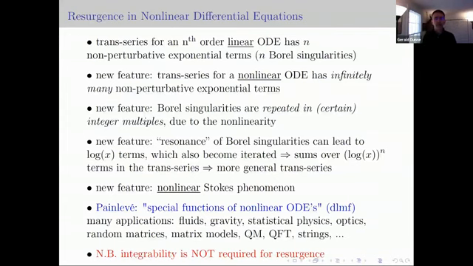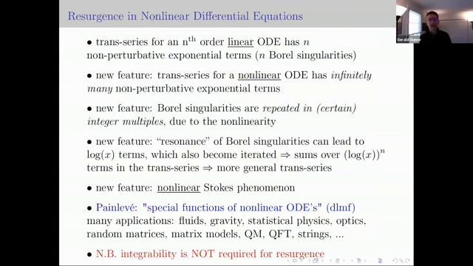A second new feature is that the Borel singularities, instead of just being one singularity or two isolated singularities in the Borel plane, each of these will typically be repeated in integer multiples of one another because of this nonlinearity. Actually, I have in parentheses there the word certain, because they don't actually have to be all integer multiples. I'll show you an example where it's odd integer multiples, and there can even be examples where it might be n squared multiples of the leading one. And that can happen because certain residues vanish with special symmetries.